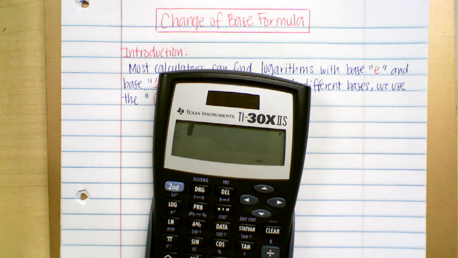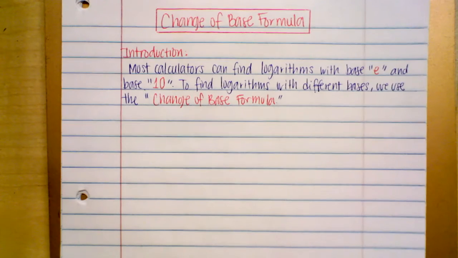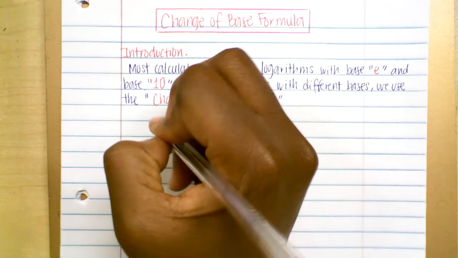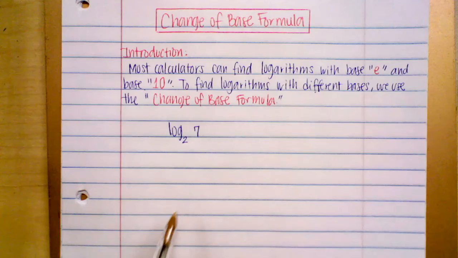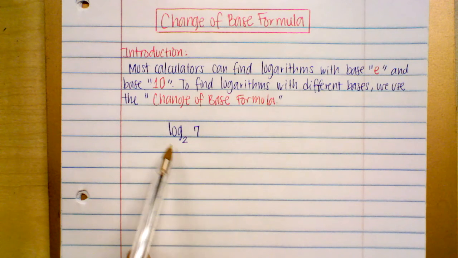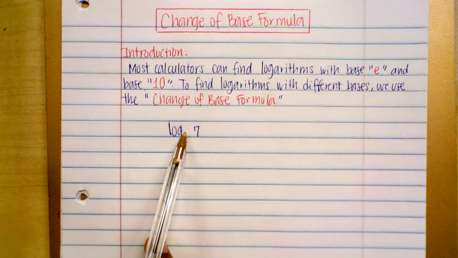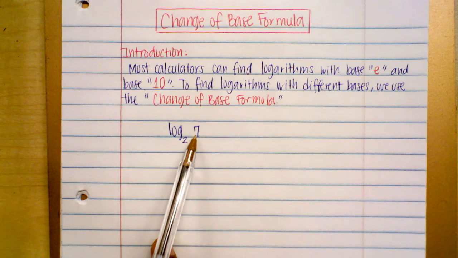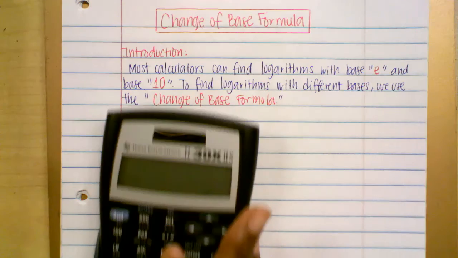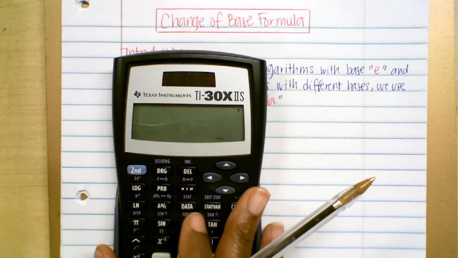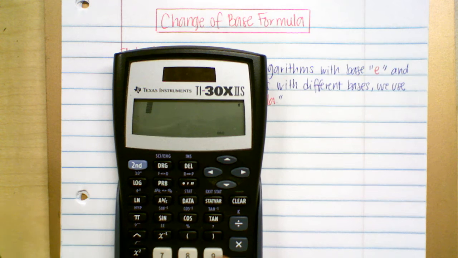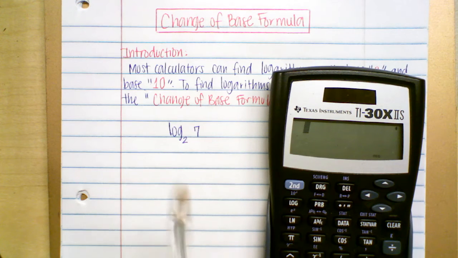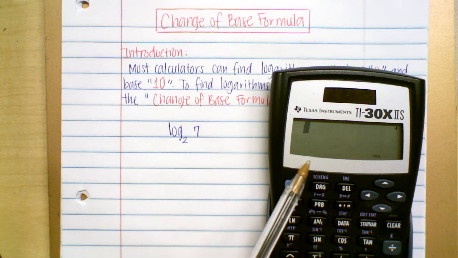Now, what if you want to find the log, let's say log base 2 of 7? How would you find the value of this log? That means, can you find the exponent to give to the base 2 so that the answer is 7? There is no button for it, so there's no way you can find log base 2 of 7 using a scientific calculator.